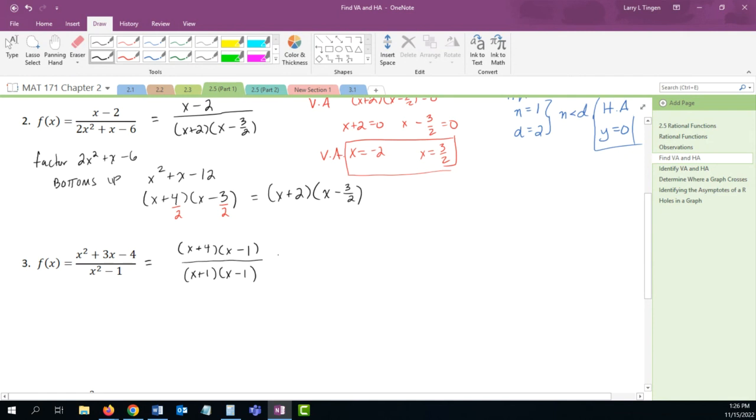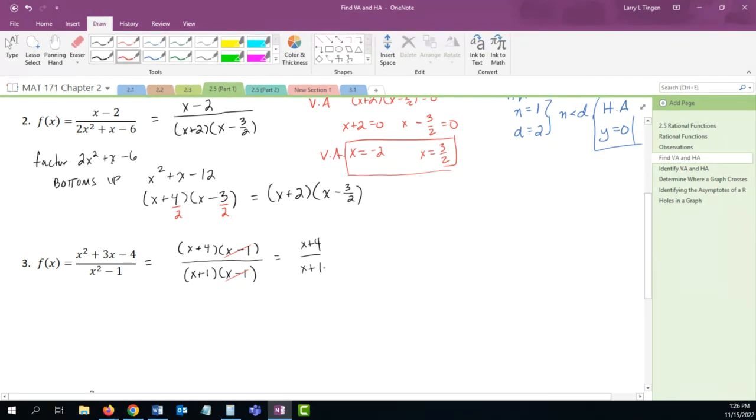This is the non-simplified version, or this is a factored numerator and denominator, but I haven't done any work with it, right? So I've got a problem when x is positive 1 and when x is negative 1, so those values are out of my domain. Now, this is the case where I have the same factor in the numerator and denominator, so these divide away. X minus 1 does not leave a vertical asymptote with it because this is going to correspond to a hole in the graph.